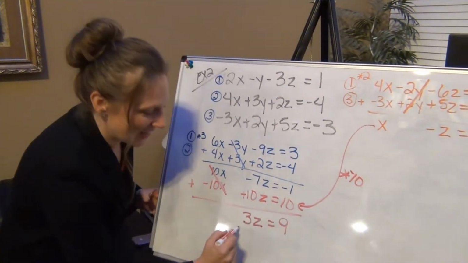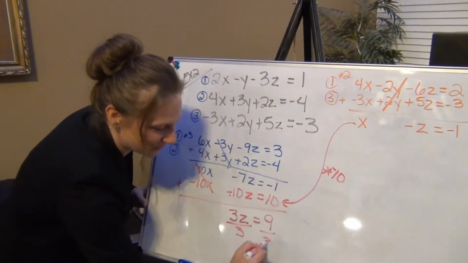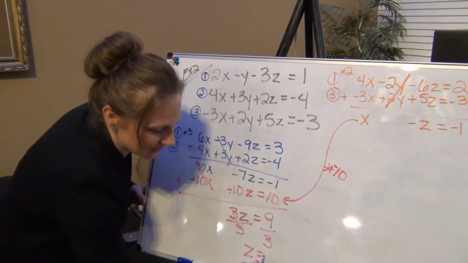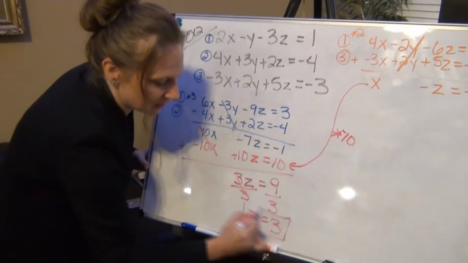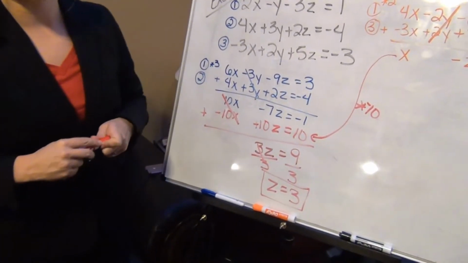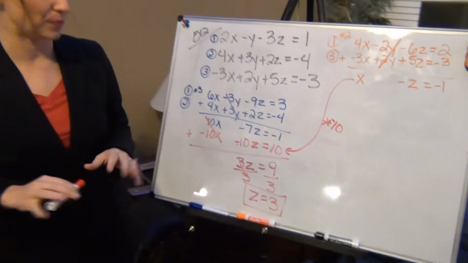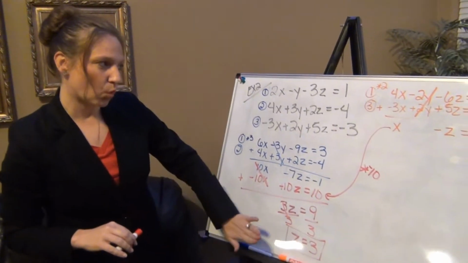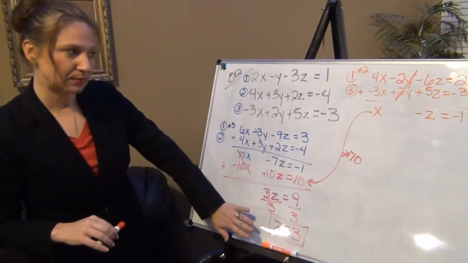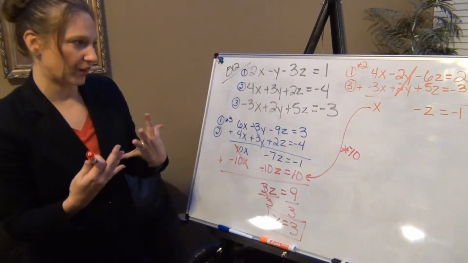Look at there. Now I finally have one variable. Z is 3. Now, don't get discouraged. The first one is the hardest to get. It does get easier from there. So now that I have one of the variables, I would like to find an easy place to plug this in to get another variable.